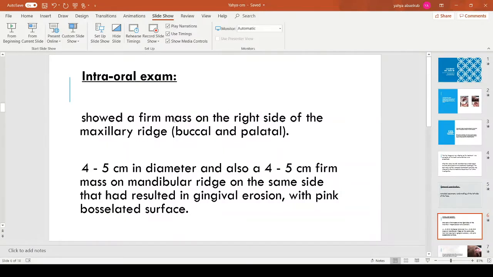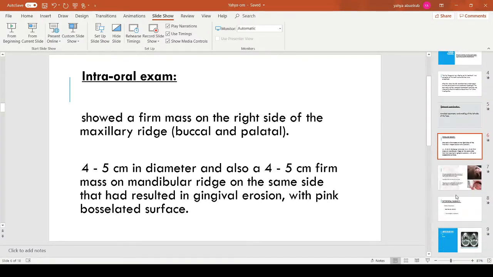Intraoral examination as well showed a firm mass on the right side of the maxillary ridge, both buccal and palatal, 4 to 5 centimeters in diameter. It also showed a 4 to 5 centimeter firm mass on the mandibular ridge on the same side that had resulted in gingival erosion with a pink bosselated surface.